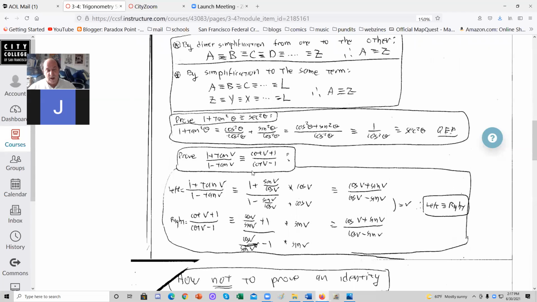Now this one is a little more complicated. That's using the first method, direct simplification from one to the other. This second one involves simplification to the same term.